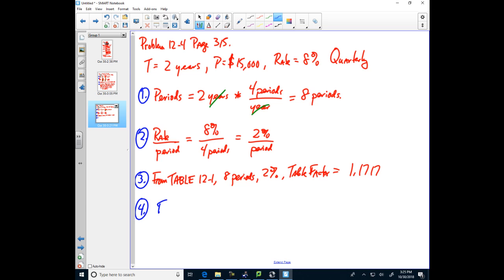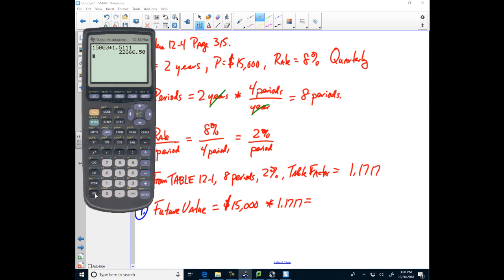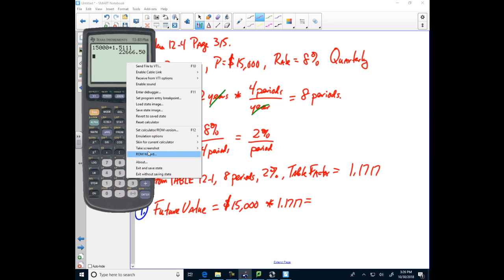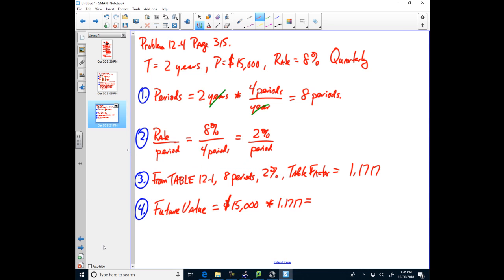Step 4. I like the blue, but I like the red better. Future value is going to be $15,000 times the table factor. Calculator? Y'all work that out. I'm going to copy this back onto the previous page real quick.